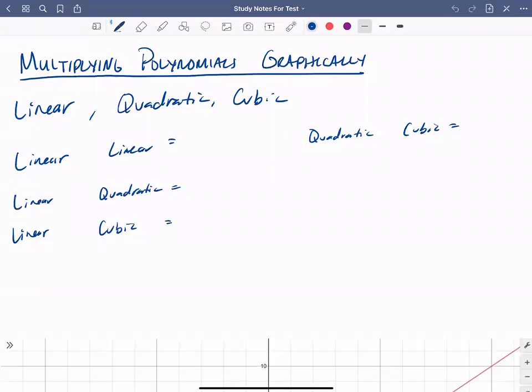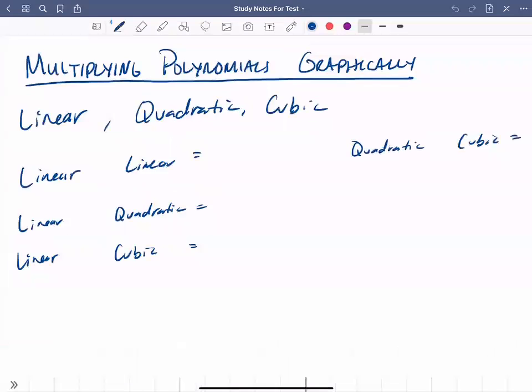Multiplying polynomials graphically. Now, this is the same visual that I gave during addition and subtraction, but the one thing that's different is that when we add and subtract polynomials, we took our highest polynomial, and that was the type of polynomial we achieved. When we multiply, that is not the case, okay?